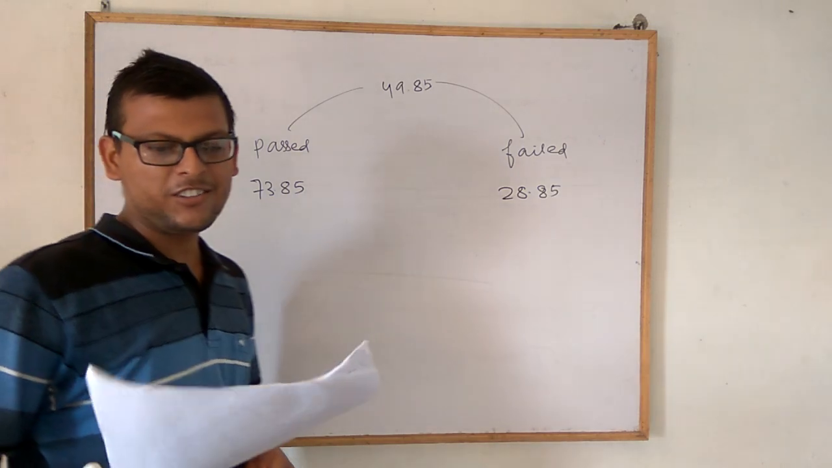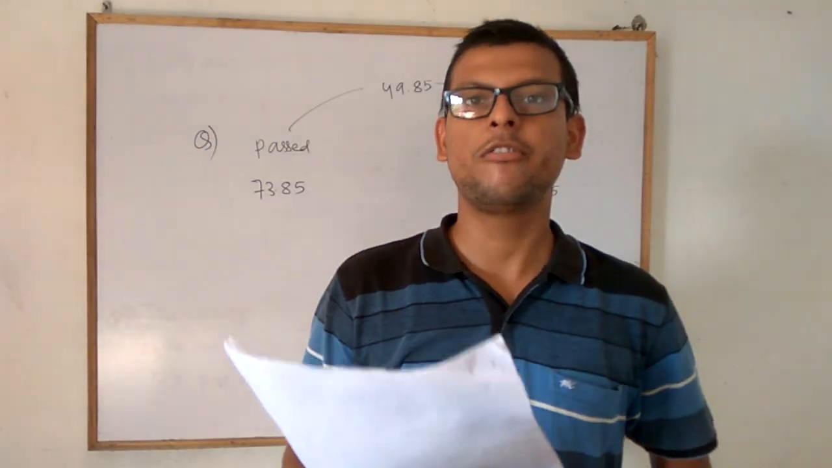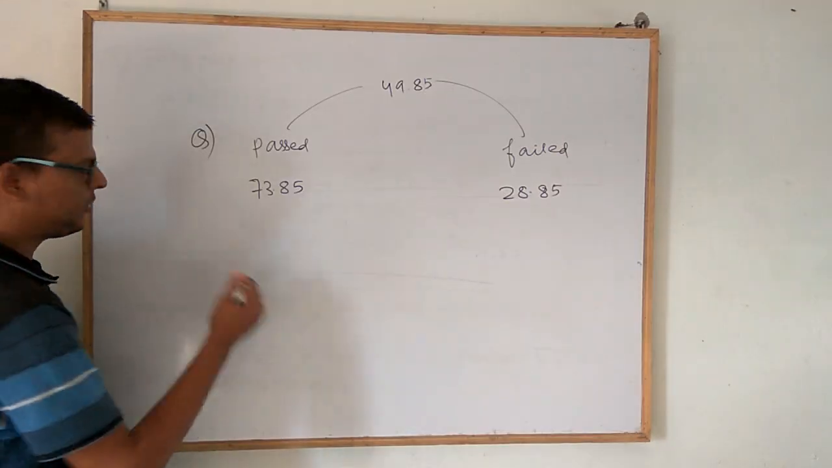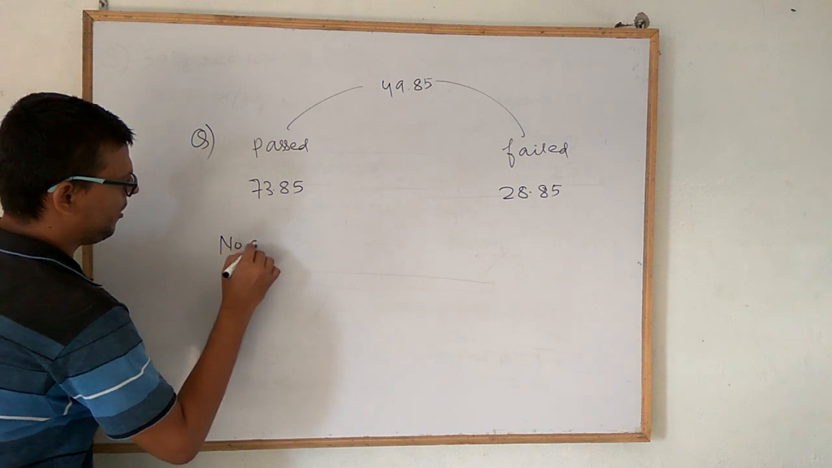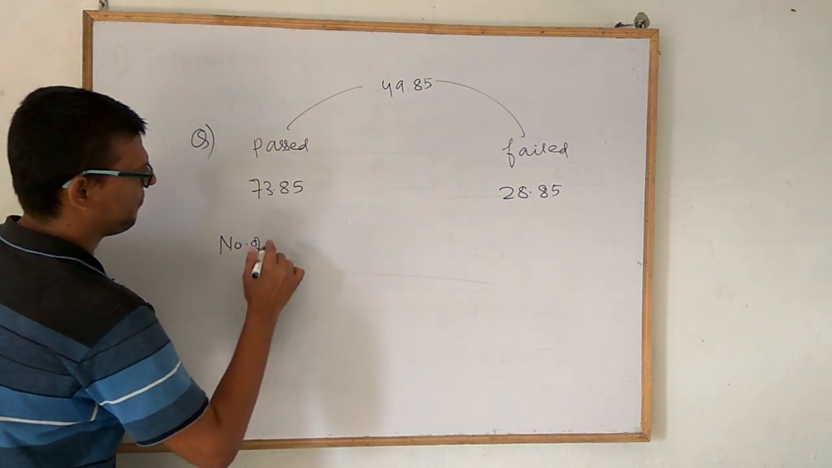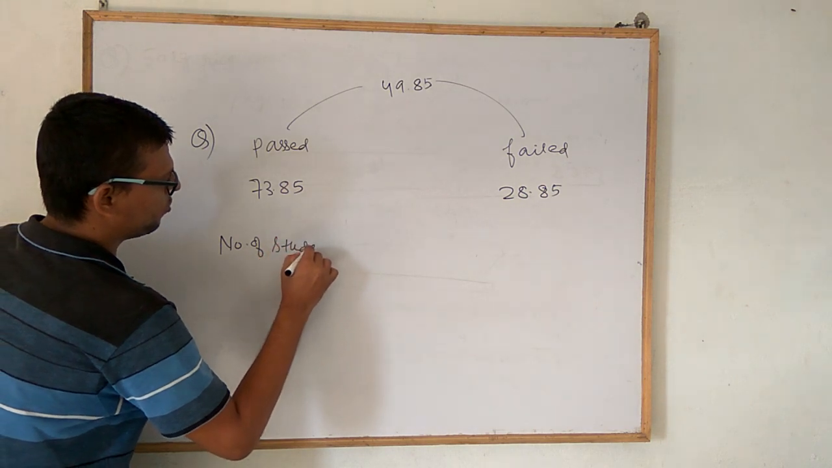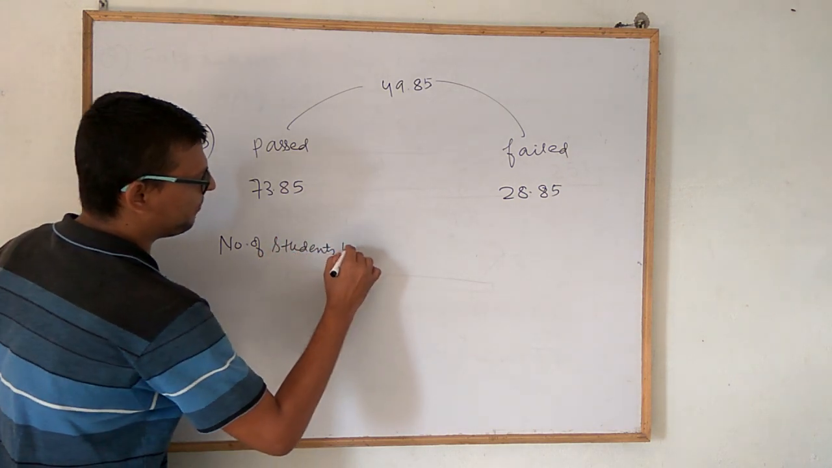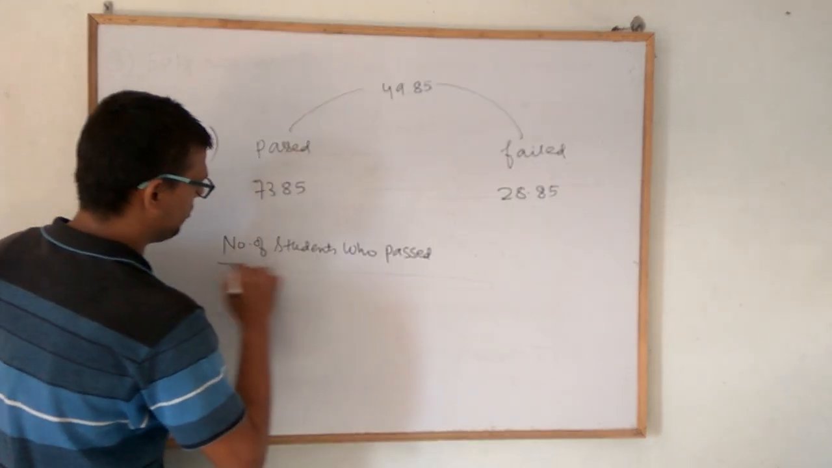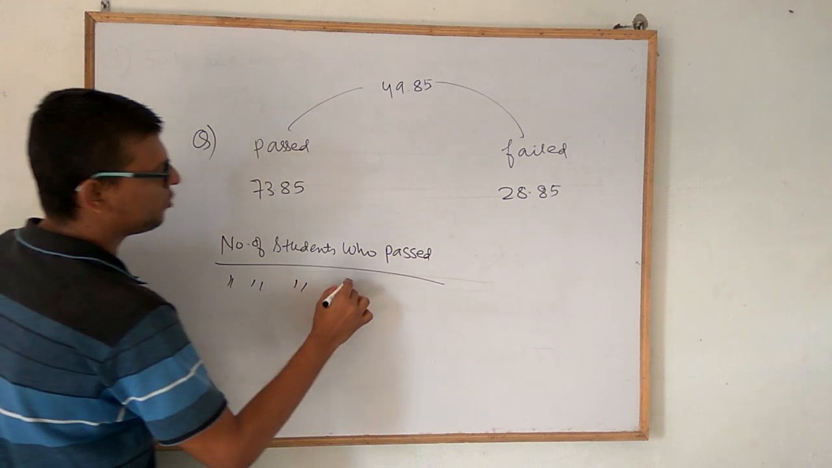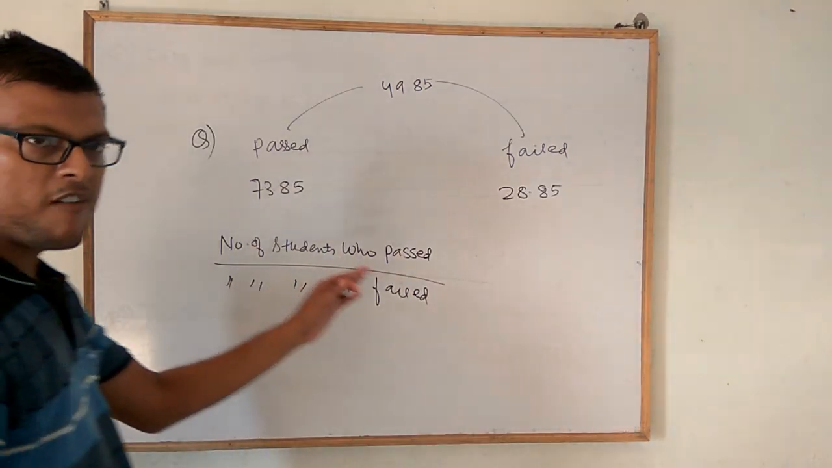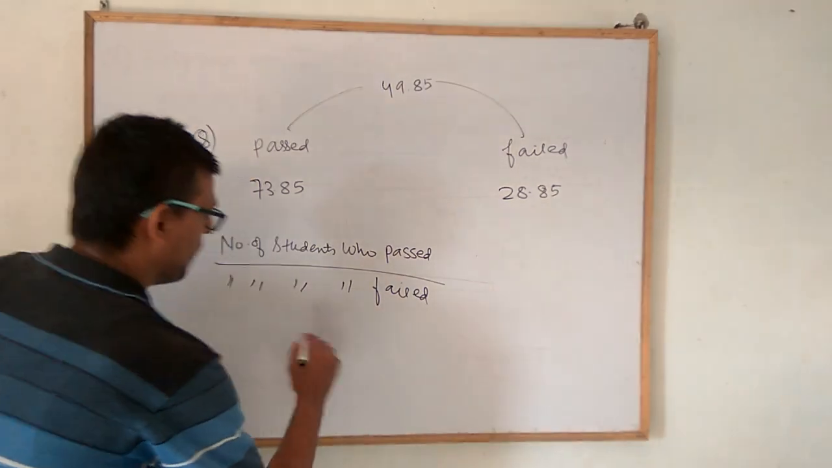Okay, now your question is what is the ratio between passed to failed students? Okay, I'm just writing down what you are required to find out. Number of students who passed upon number of students who failed. Okay? I hope you have understood the question, right?